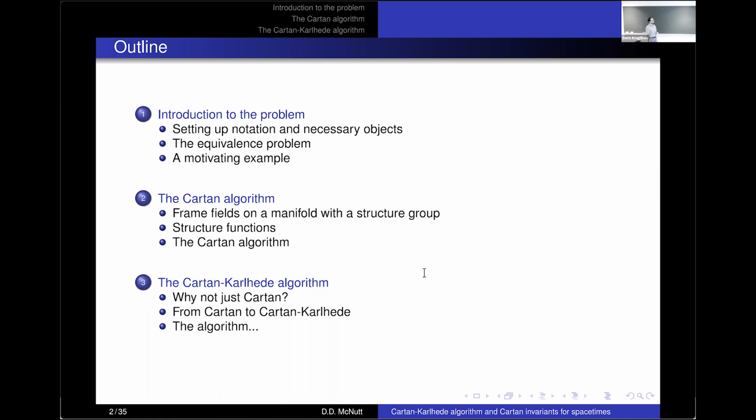So we'll talk about the equivalence, I'll quote some things from a textbook, and then we'll carry on to actually the Cartan algorithm. I felt like argument from authority would be helpful here. And so I'll flesh out a little bit the Cartan algorithm, which is used to classify frame fields on a manifold. And then I'm going to use that to motivate the use of the Cartan-Karlhede algorithm, which relies on the curvature tensor and its covariant derivatives.